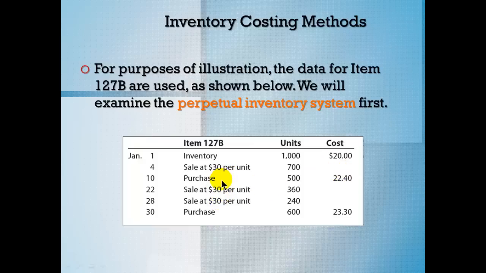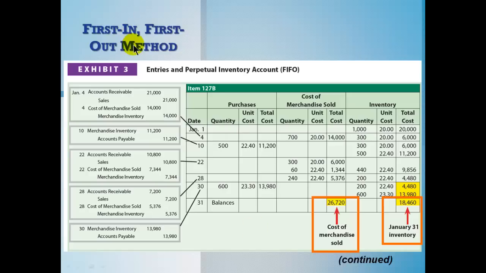But during the month also, we purchased units to replenish inventory. On the 10th, we made a purchase of 500 units at $22.40, and we made another purchase of 600 units at $23.30. Notice there's been inflation. So our supplier is charging more as we go through time. We're keeping our selling price level. Now let's see how we account for our inventory and our cost of goods sold under a FIFO method.